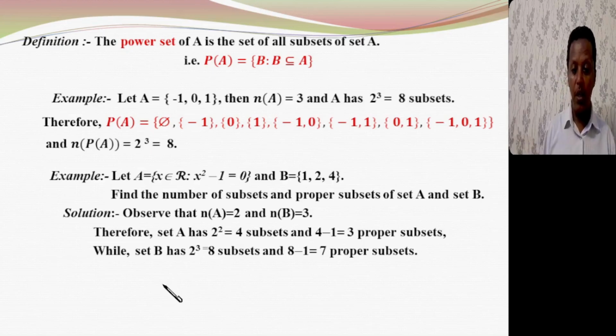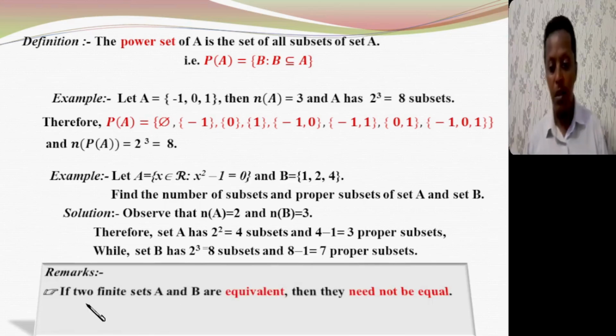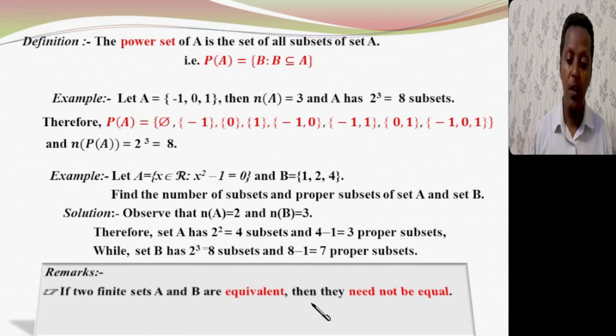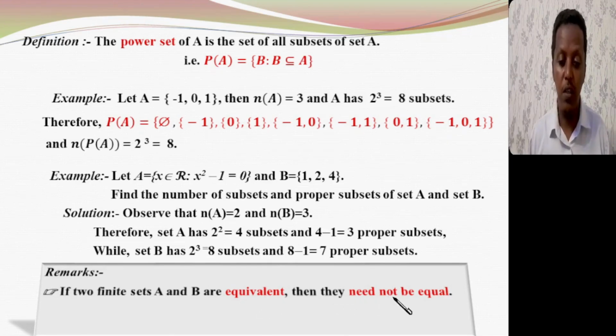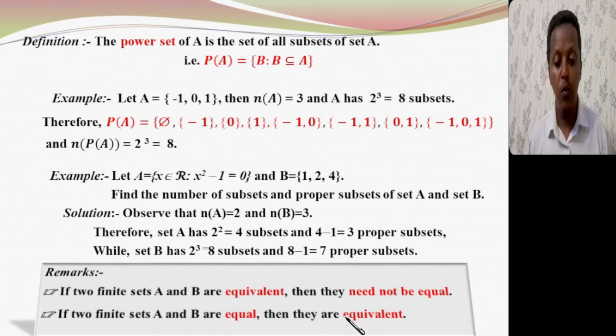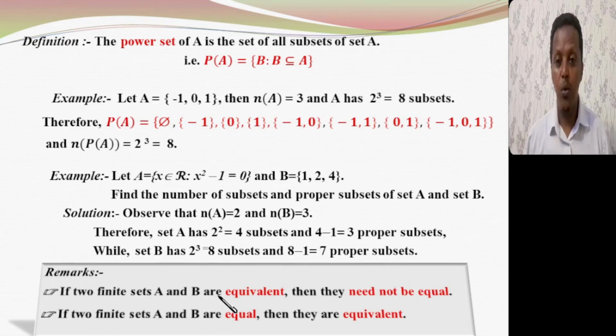Now the last remark regarding the relationship is, if two sets A and B are equivalent, then they need not be equal. That means equivalency doesn't necessarily imply equality, but equality implies equivalence. If two sets A and B are equal, then for sure they are equivalent. So these two are important remarks regarding the relationship between sets.